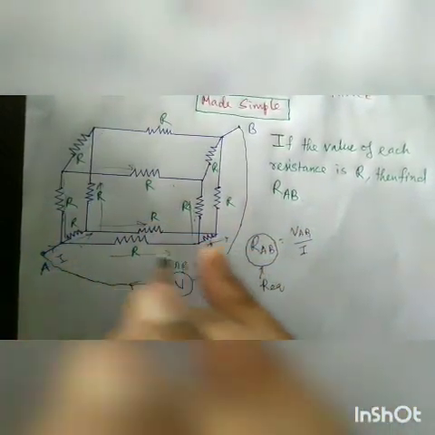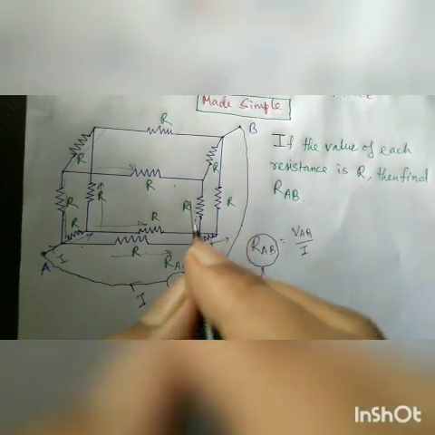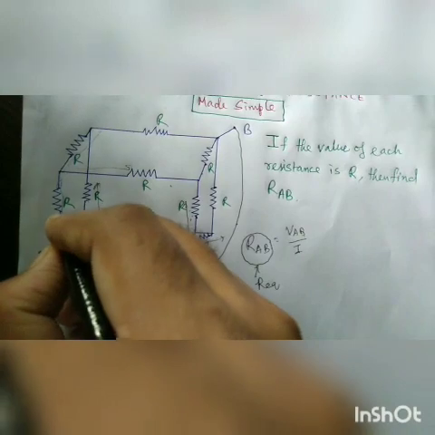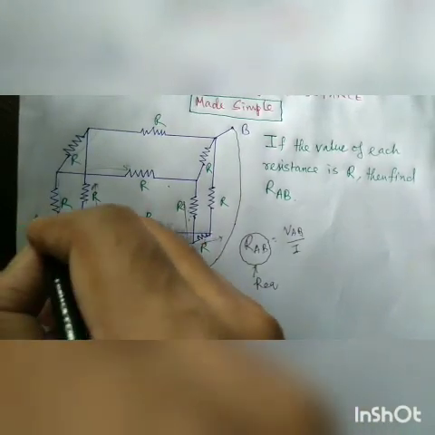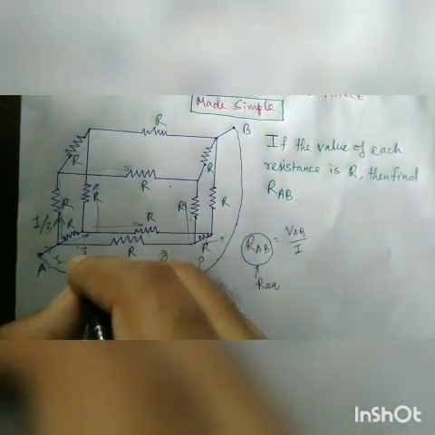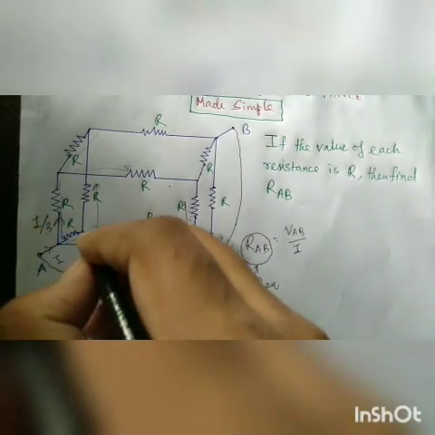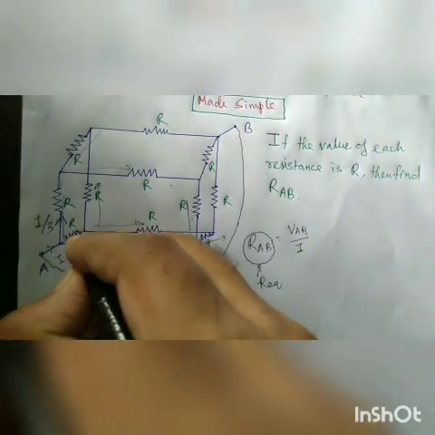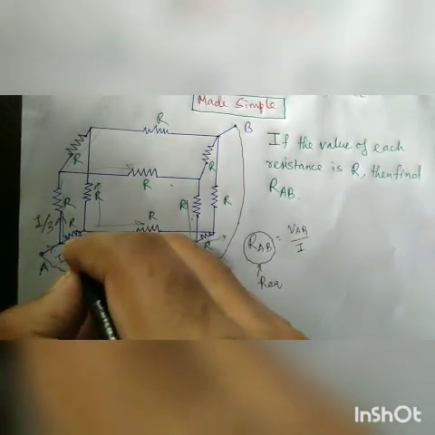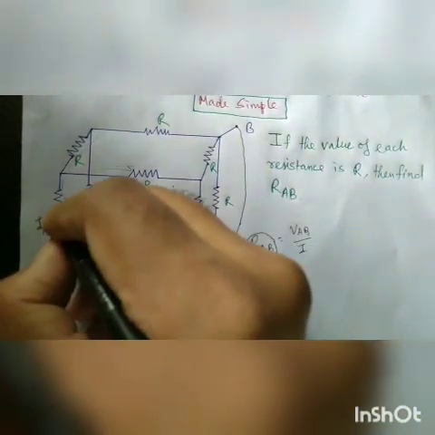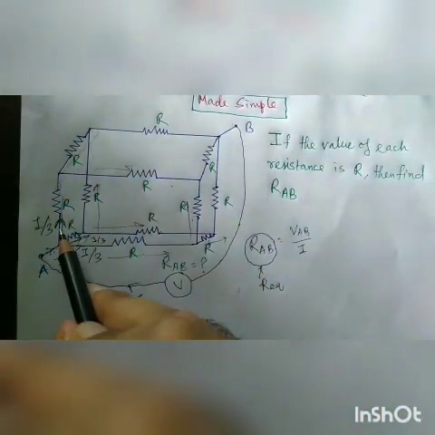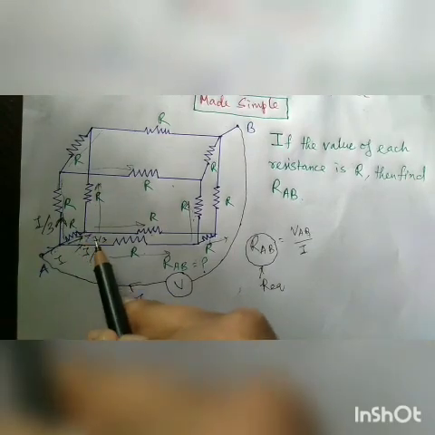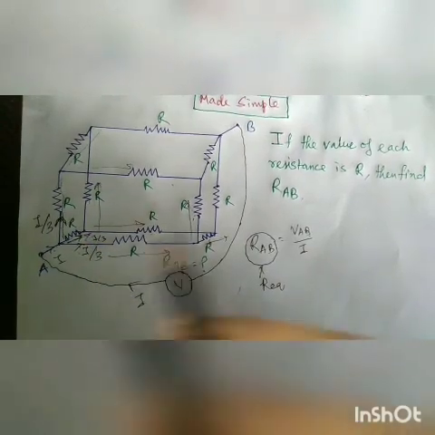In three paths the current will be equal. And how? They will be equally divided in three paths. So the current flowing through this path will be I by 3, through this path I by 3, through this path I by 3. Here through this resistance I by 3, through this resistance I by 3, through this resistance I by 3, it will go here through this resistance I by 3, through this resistance I by 3.